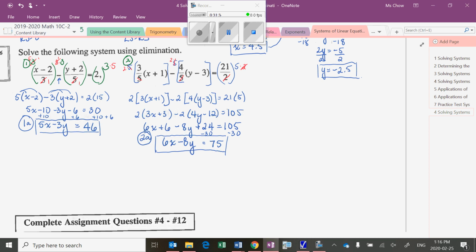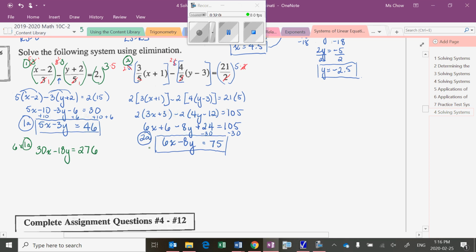So let's take 1a, and I'm going to multiply. I'll switch color here. So I'll multiply 1a by 6. So 6 times 1a. So that gives me then 30x minus 18y is equal to 276. Okay, and then I'm going to take 2a. I'm going to multiply this by -5.